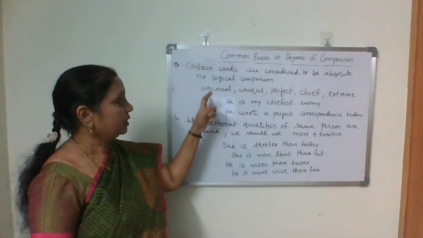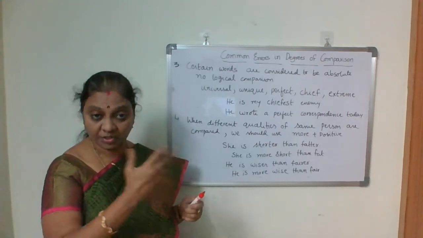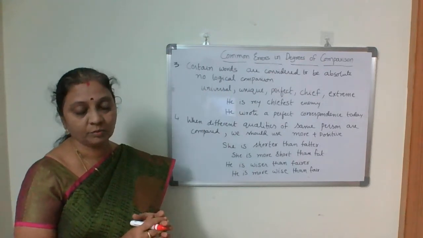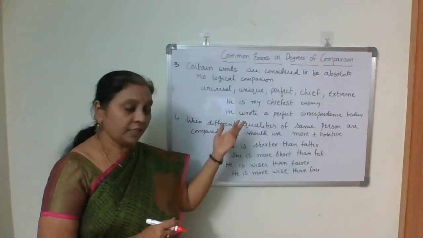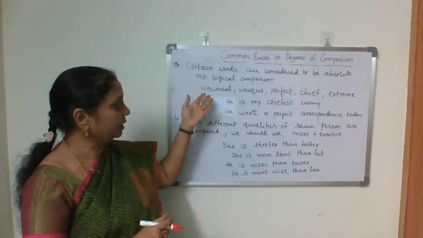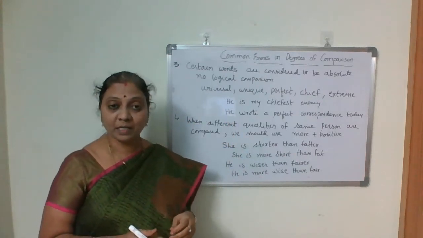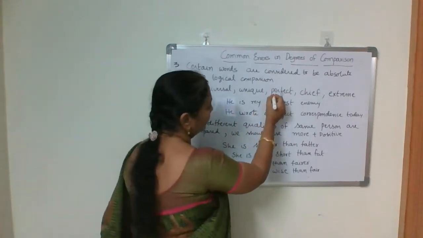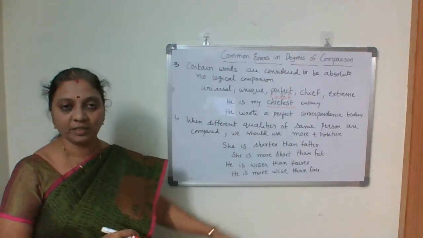Next one, there are some words which are absolute, and there is no logical comparison for such words. Absolute words, like universal, unique, perfect, chief, and extreme. For those, we cannot use comparative forms. For example, you should not say, "He is my chiefest enemy." He is my chief enemy. Only chief, not chiefest or chiefer.